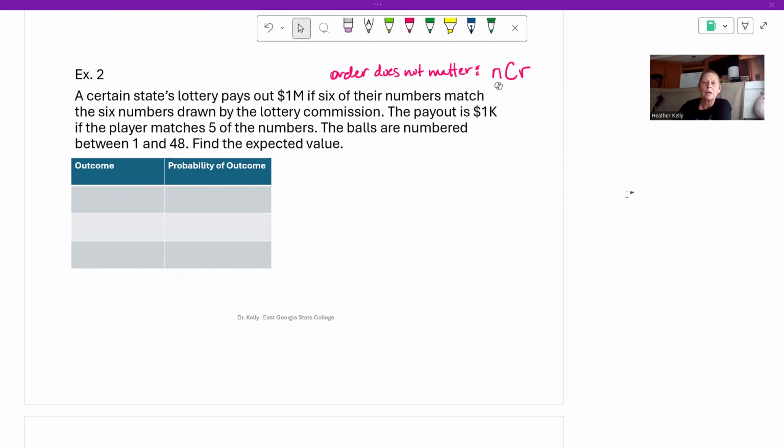Thank you. Okay. So it says that a certain state lottery pays out $1 million if 6 of their numbers match the 6 numbers drawn by the lottery commission. The payout is $1,000 if the player matches 5 of the numbers. The balls are numbered between 1 and 48. Find the expected value. Okay, so there's three situations here. First off, you win $1 million.